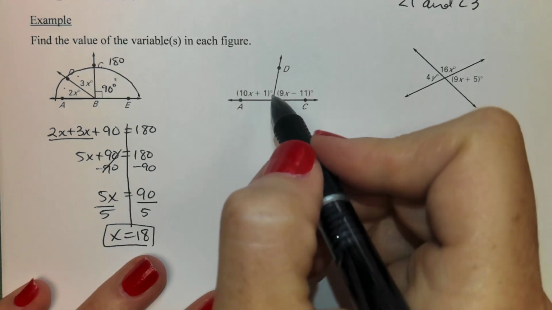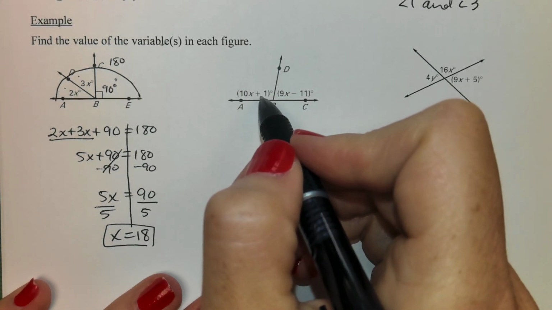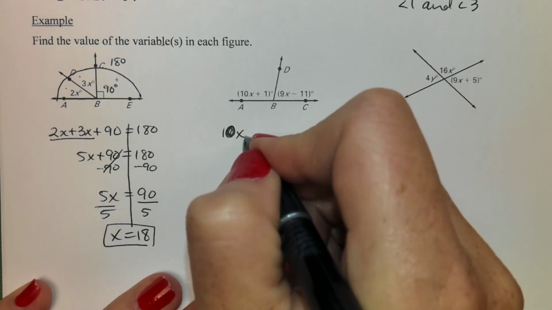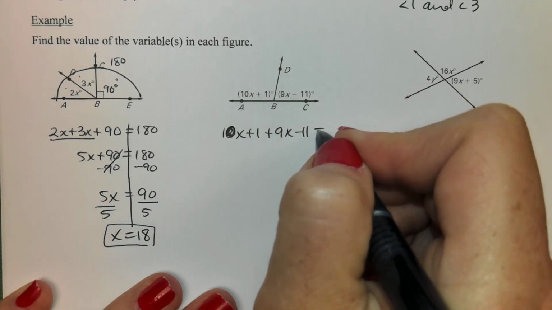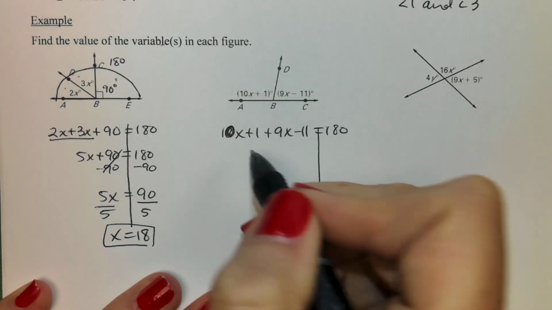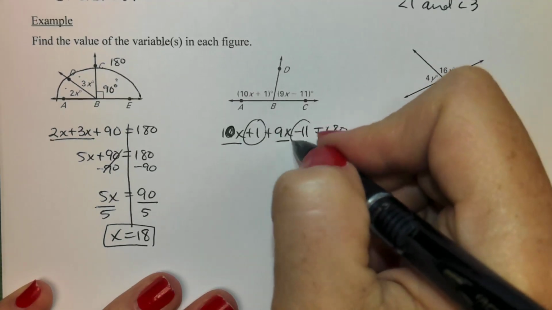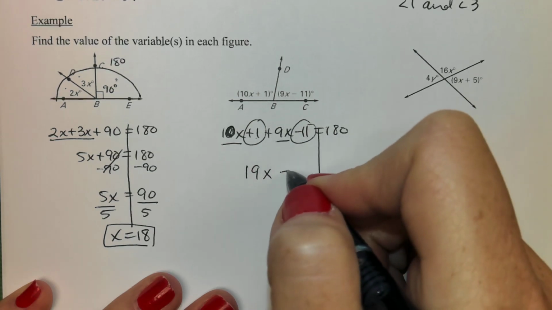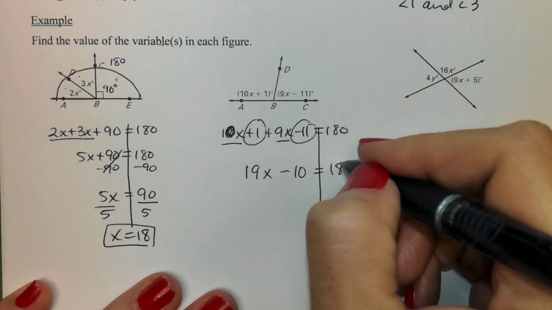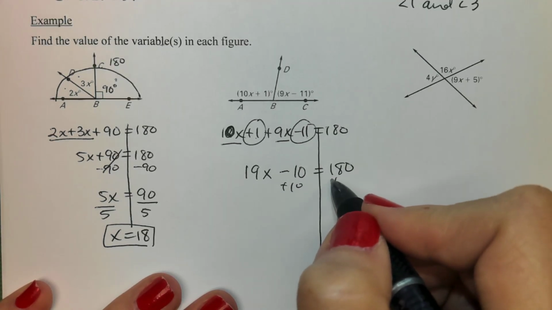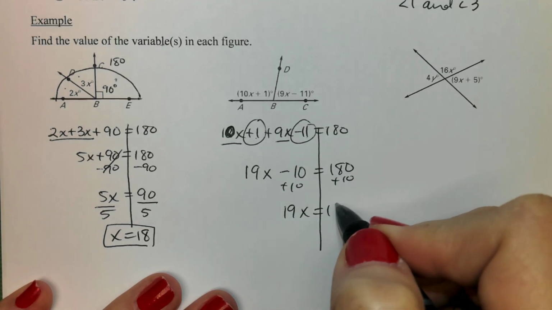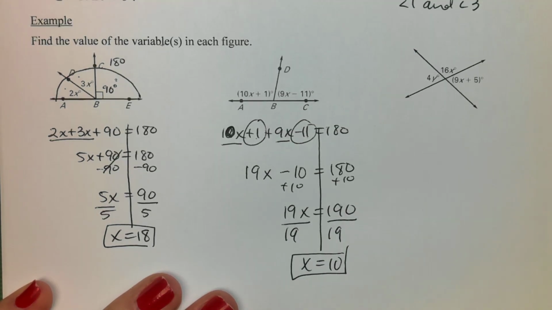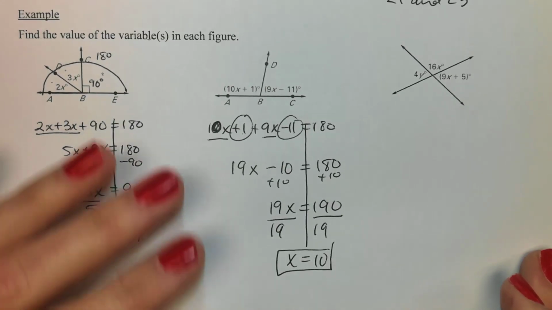Next, I've got this interesting picture. These two are called linear angles. They are called adjacent. They are called supplementary. So 10x plus 1 and 9x minus 11 equals 180. We're going to fence that, get our like terms together, and then get our numbers together. So we've got 19x, and then a plus 1 and a minus 11 makes minus 10. We'll add the 10 over, and then divide by that 19. So x is 10.